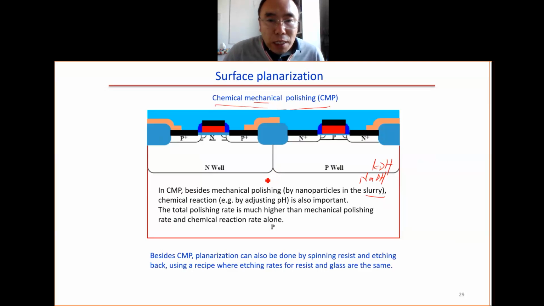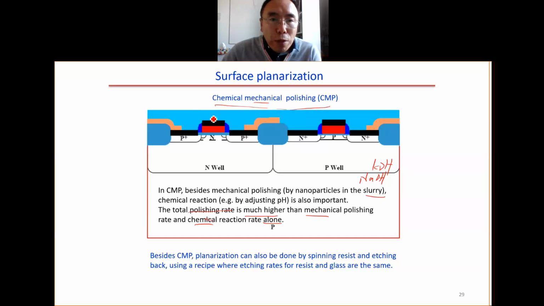So the idea is that when we have both mechanical and chemical, the polishing rate is much higher than mechanical or chemical alone. That means they help each other to have a polishing rate much faster than pure chemical polishing or pure mechanical polishing. So then we have the flat surface.